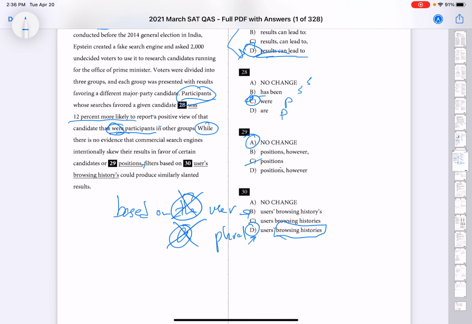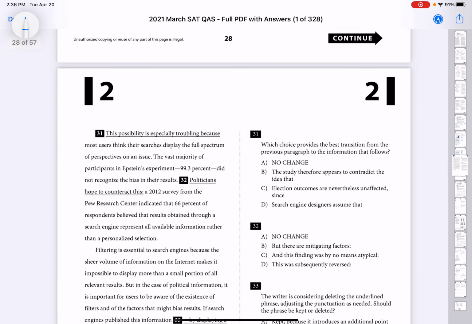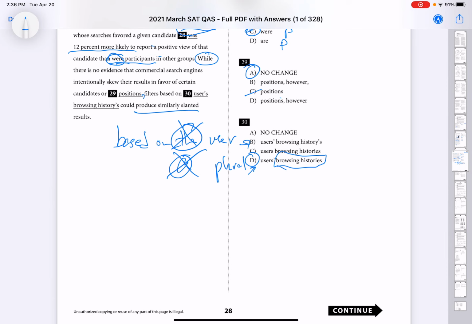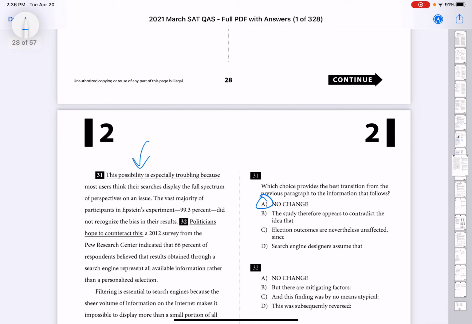"12% more likely to report a positive view of that candidate than participants in other groups. While there's no evidence that commercial search engines intentionally skew the results in favor of certain candidates, filters based on users' browsing could produce similarly slanted results." All right, so in 31, the answer here should be A. Why? They're saying "the possibility." And the possibility of what? The possibility of producing similarly slanted results. So they're worried about these results, and the possibility of it happening is troubling because most users think their searches display the full spectrum of perspectives on an issue.